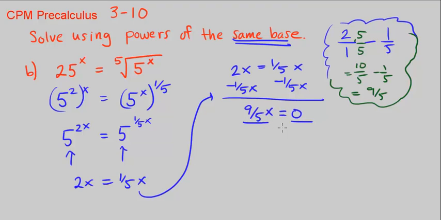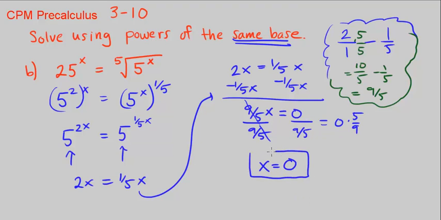Now we could divide both sides by 9/5. They cancel here. We get x equal to 0 divided by 9/5. Well, that's still 0. Even if we changed that to 0 times the reciprocal of the denominator, it's still 0. So that's how we get x from this equation using powers of the same base. That ends CPM Precalculus Chapter 3, Number 10.